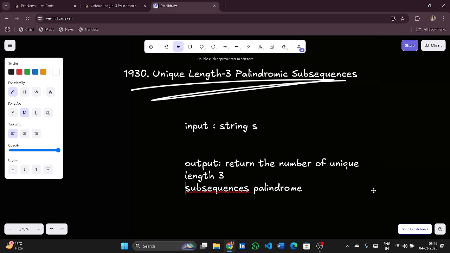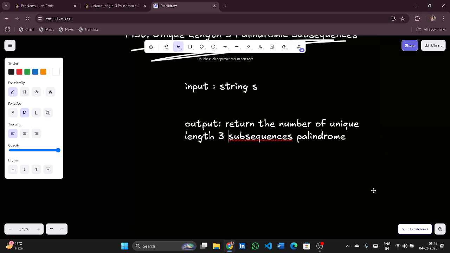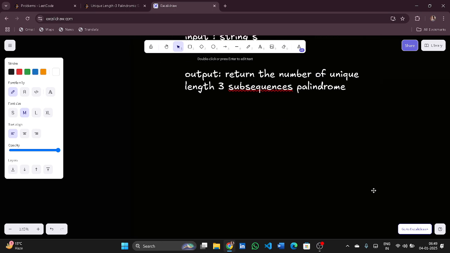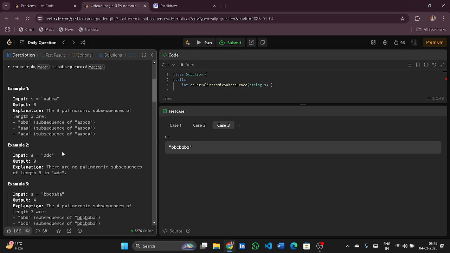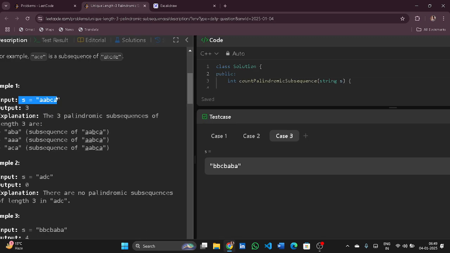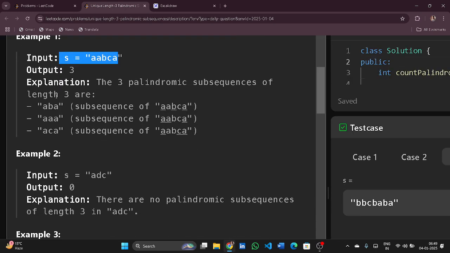So these are the subsequences. Now I have written a recursion code, but it's not running. It is giving a memory limit exceeded error. So let us dive through the example which is given in the question. This is the string they are given with. Now the three palindromic subsequences are A, B, A.